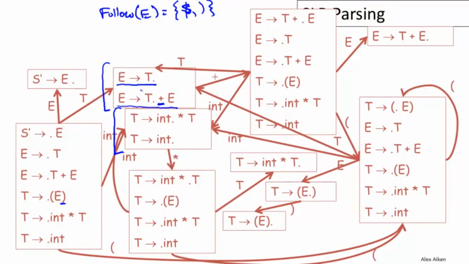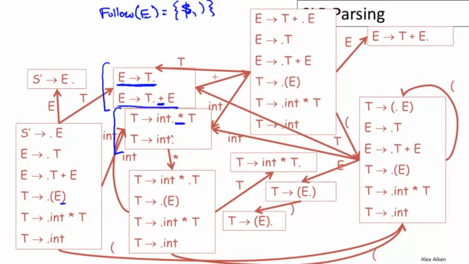So what that means is that in this particular state, we are going to reduce if either we're out of input or if the next token in the input is a closed paren, and we'll shift if the next token is a plus. In any other situation, we will report a parsing error. And so there's no longer any shift-reduce conflict in this state, and there's always a unique move for every possible input.